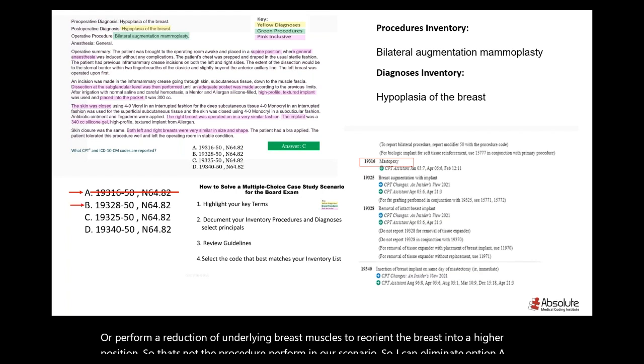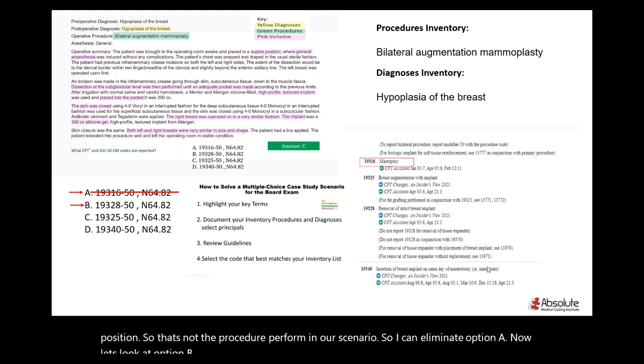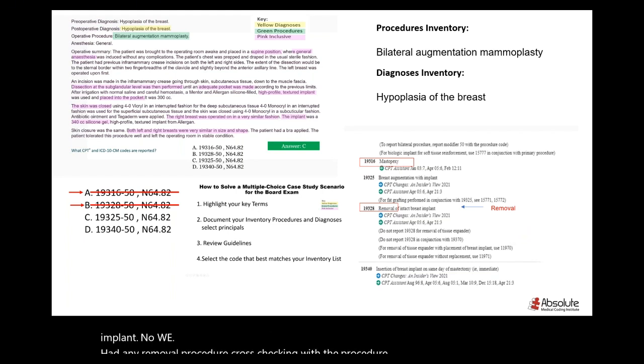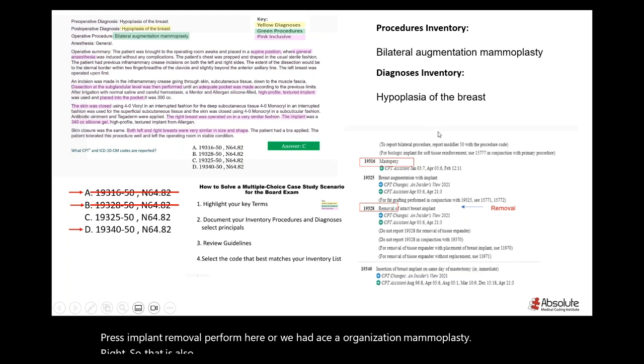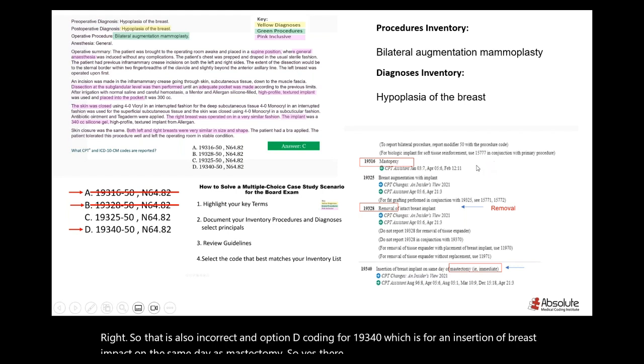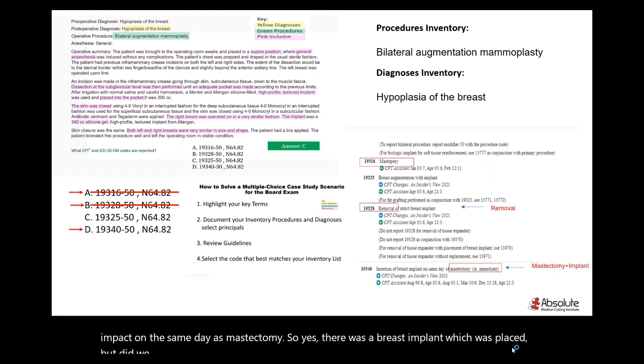Now let's look at option B, 19328. What is 19328 coding for? That's for a removal of intact breast implant. No, we didn't have any removal procedure. Cross checking with the procedure inventory, we didn't have any breast implant removal performed here. All we had is an augmentation mammoplasty. So that is also incorrect. And option D, coding for 19340, which is for an insertion of breast implant on the same day as mastectomy. So yes, there was a breast implant which was placed, but did we have any mastectomy, coders, in this procedure?